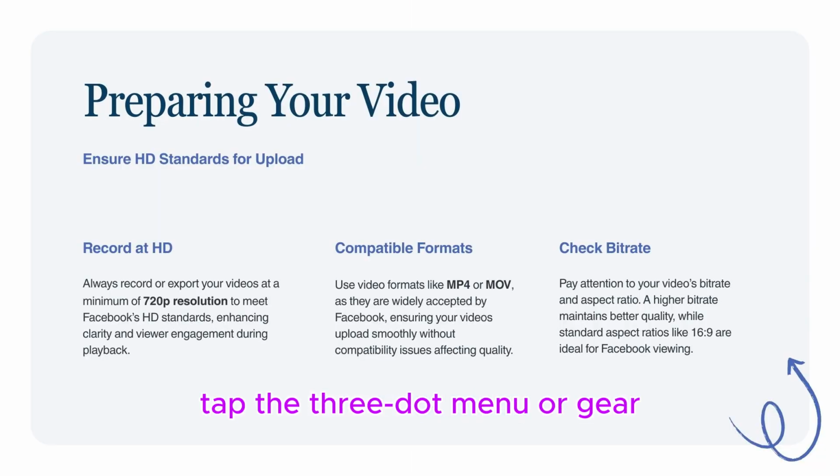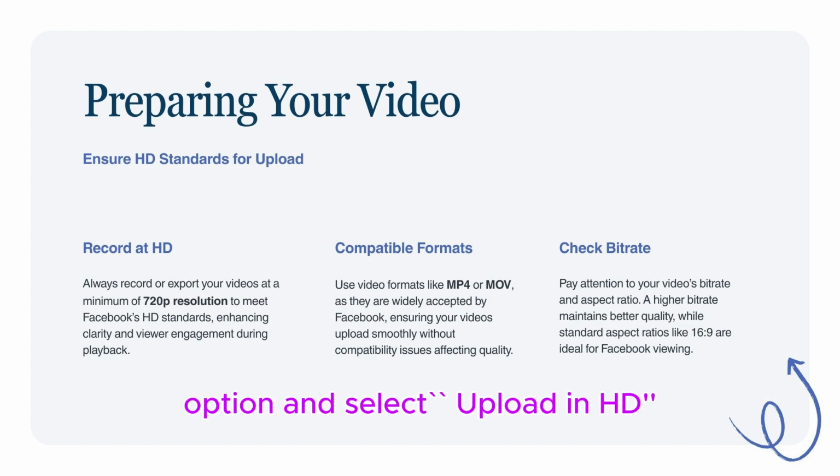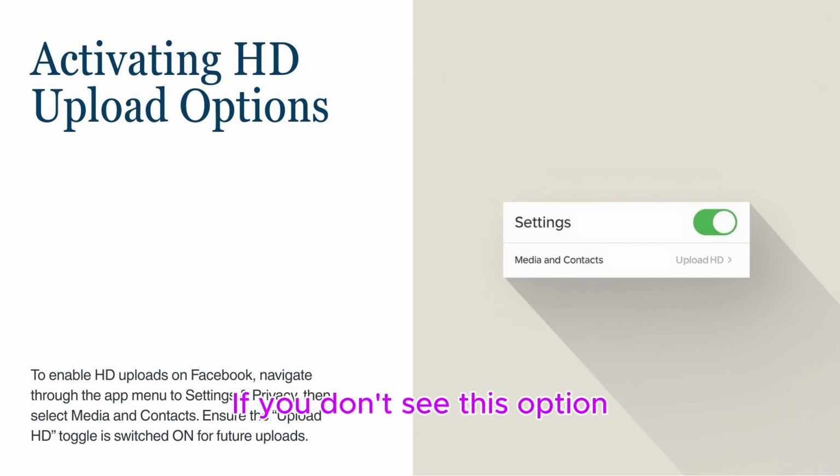Before posting, tap the three-dot menu or gear icon on the video preview. Look for a quality or HD option and select Upload in HD or the highest quality available. The exact wording varies. If you don't see this option, go to your Facebook settings first.